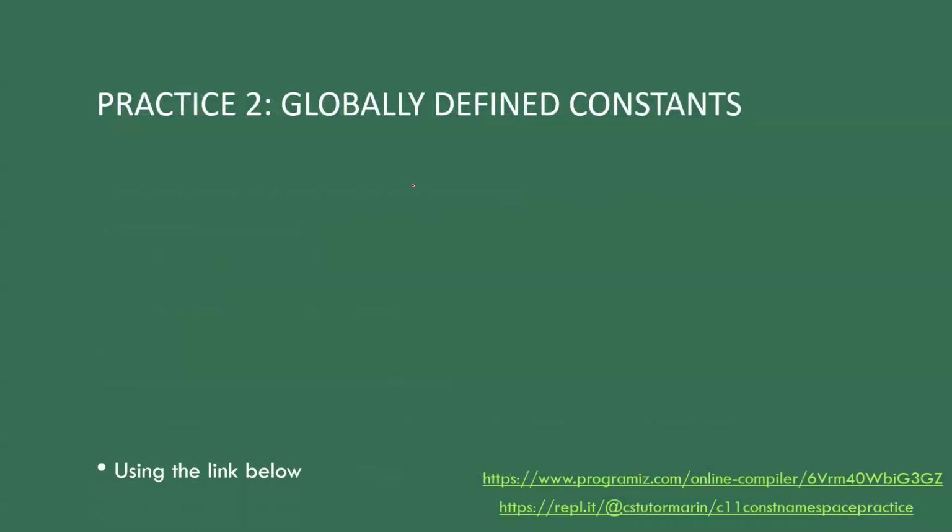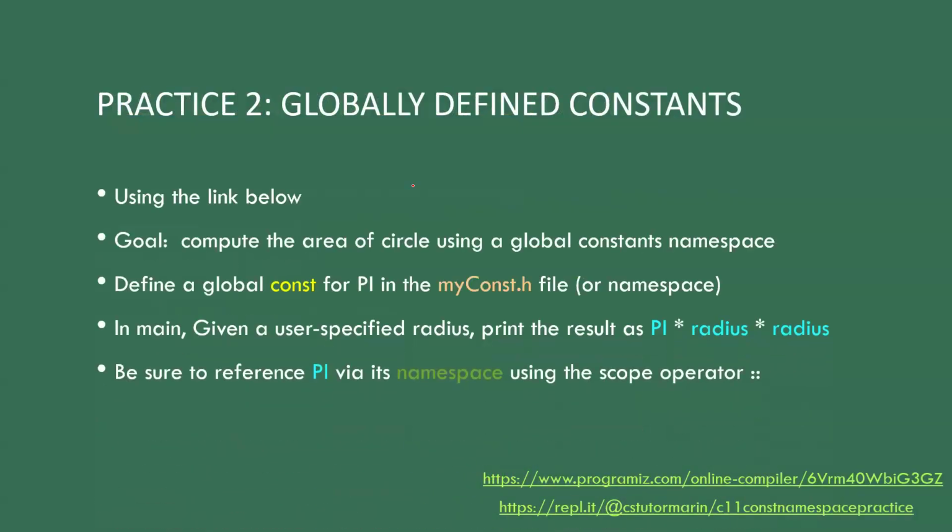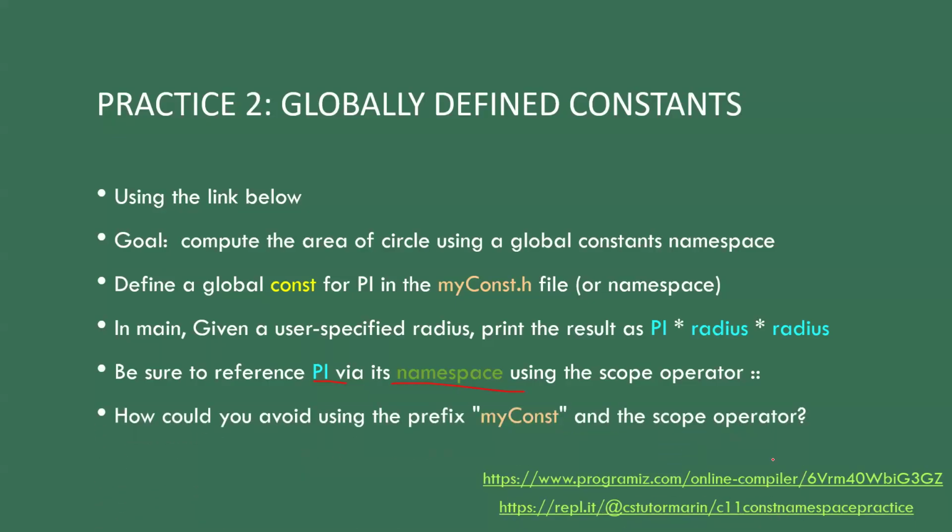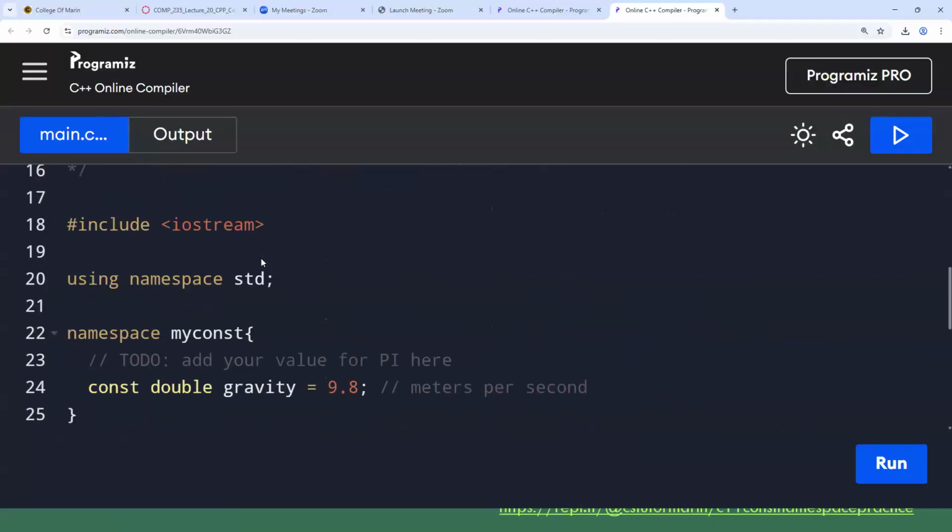So that keeps us from getting into trouble. Let's take a look at this one together real quick. We're going to create pi in a namespace. Now in program IZ, it's not in a .h file, so I'm just going to bring it up in the regular program IZ mode here. It's a pretty simple example.